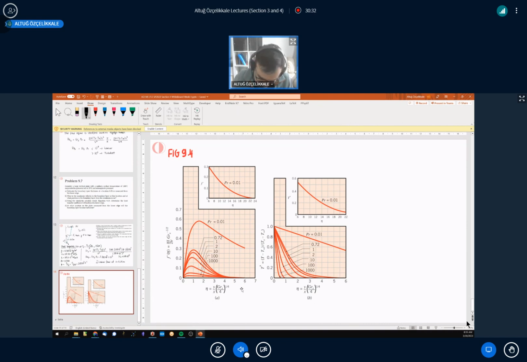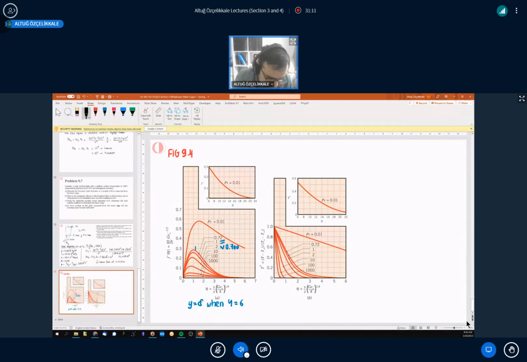So when we look at this graph, first of all, there are individual trends for the particular Prandtl number that we are interested in, which is approximately 0.7. So I'm going to use this trend over here. When you look at this trend, the velocity profile is approaching 0 around eta equal to 6. In other words, we are interested in y equal to delta. When will this happen? When our similarity variable eta becomes 6.